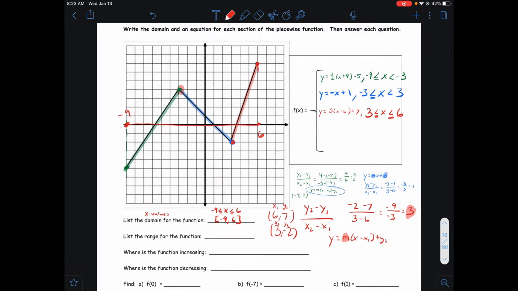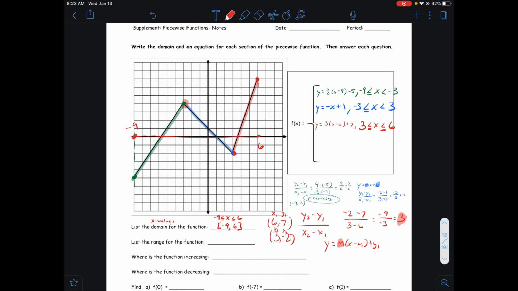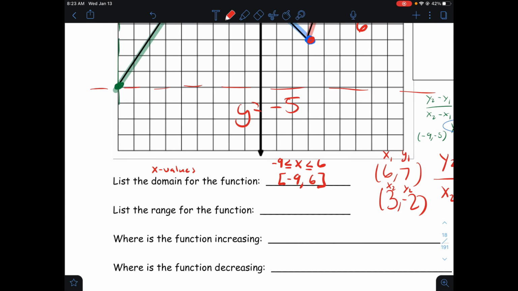Now we've got the range. So the range is the y values. So what we're going to do is let's actually just show the highest part of the graph and the lowest part of the graph. All right. The highest part of the graph is going to be at y equals 7, right? We go 1, 2, 3, 4, 5, 6, 7. So that's our highest part of the graph. And our lowest part of the graph is 1, 2, 3, 4, 5, -5. All right. So the range is going to be y values less than or equal to 7, greater than or equal to -5. And then, of course, you could write that in bracket notation. So we'd have -5 to 7. All right.